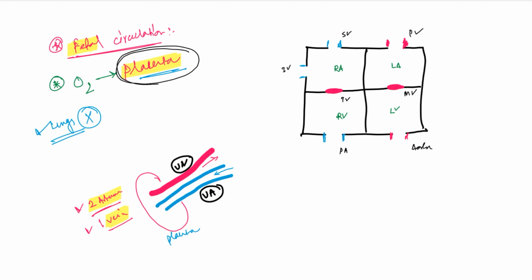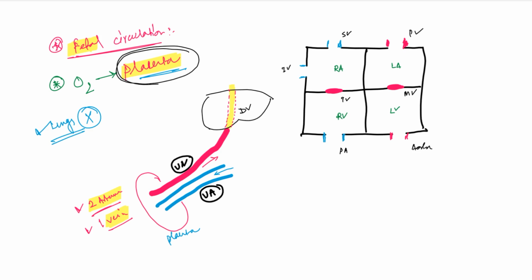Now what happens? This umbilical vein carries the oxygenated blood from the placenta. During its course, the umbilical vein bypasses the hepatic circulation. This is the liver. The umbilical vein bypasses the hepatic circulation to preserve the oxygen concentration. This shunt is called the ductus venosus, this portion which bypasses the hepatic circulation.